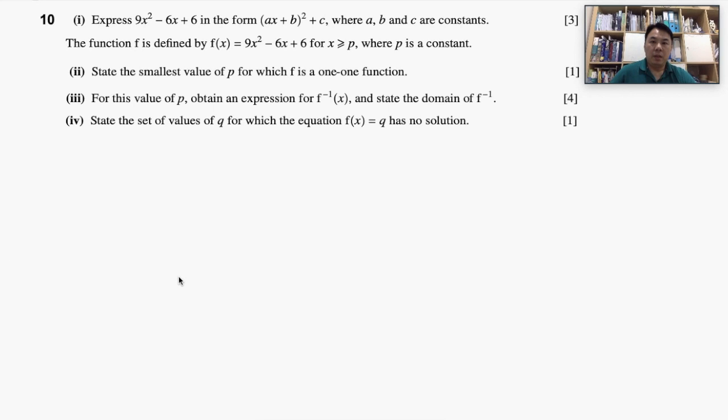Alright, number 10. Number 10 is just another quadratic equation, with relevance to completing the square. Number 1, we need to express this quadratic equation in the form of completing the square, but with a little bit of a change to the way we express the completing the square form in this case. Okay, let's give it a try, see whether we can achieve that.